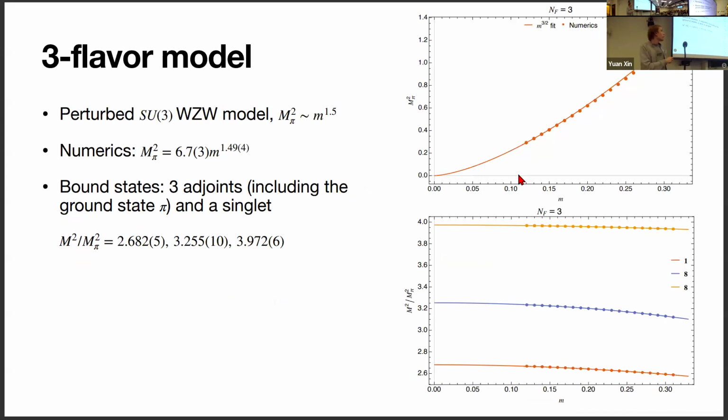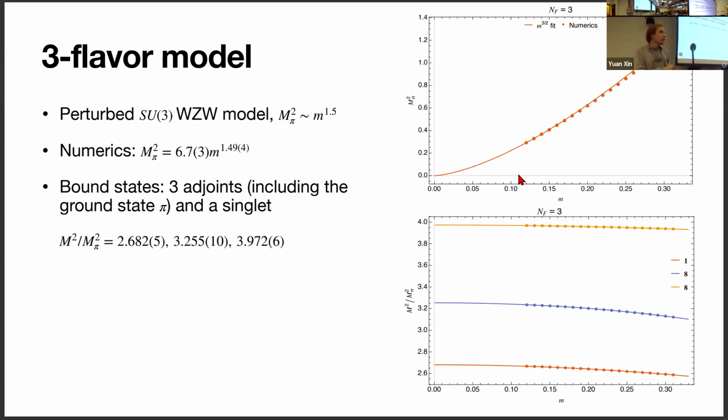The three-flavor model, as you know from theory, is described by the perturbed SU(3) WZW model, and we can only say something about how the ground state mass scales with quark mass, and this scaling is reproduced by the numerics. And we can also find the strong coupling regime bound states.